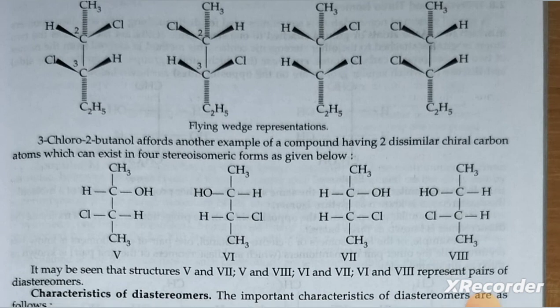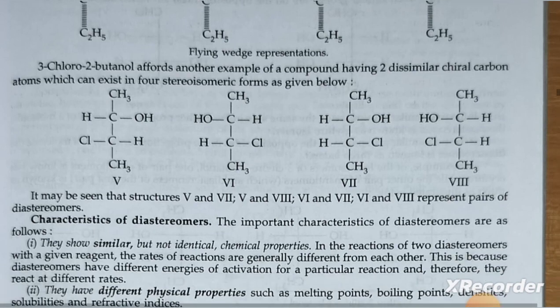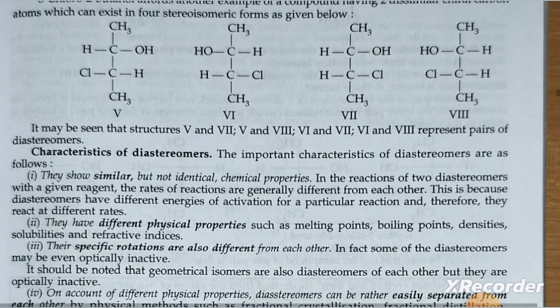3-chloro-2-butanol affords another example of a compound having two dissimilar chiral carbon atoms, which can exist in four stereoisomeric forms as given below. It may be seen that structures 5th and 7th, 5th and 8th, 6th and 7th, 6th and 8th represent pairs of diastereomerism.